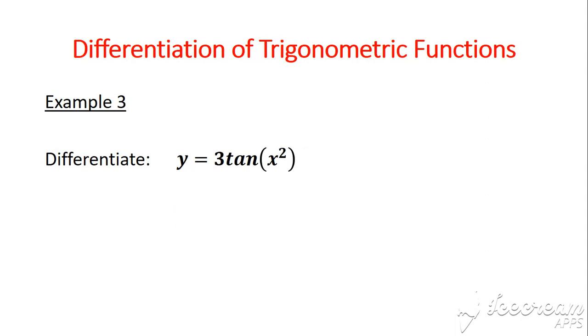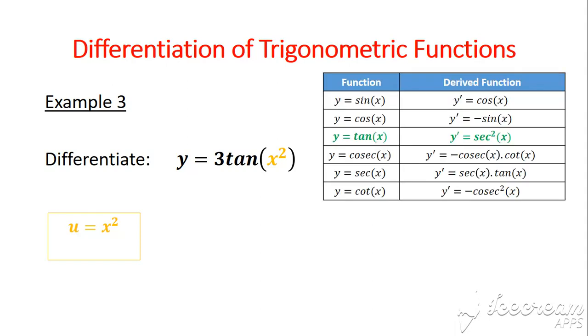All right, example 3. Let's differentiate y is equal to 3 times tan bracket x squared. Well, now we're into the composite function idea, and this is the u is equal to x squared. It's a function inside the tan function. So, looking at the table, we know the tan function differentiates to the sec squared function. Sec squared x is just simply the sec function all squared, and that's how we write it in mathematics. So, y dash is going to turn into 3 sec squared bracket x squared, but because it's a composite function, we must times by u dash.